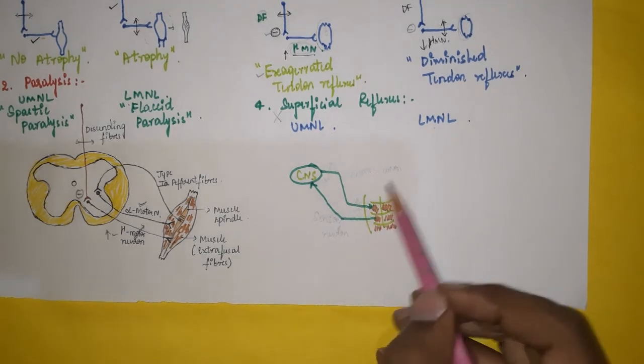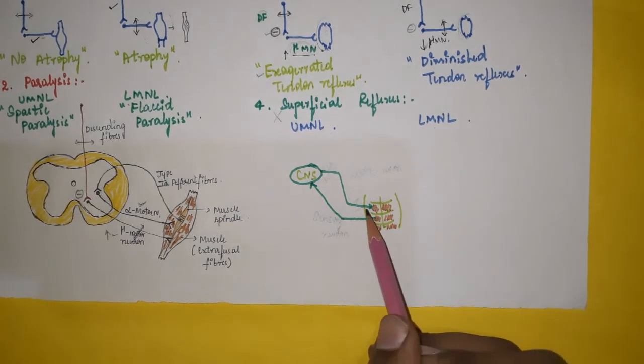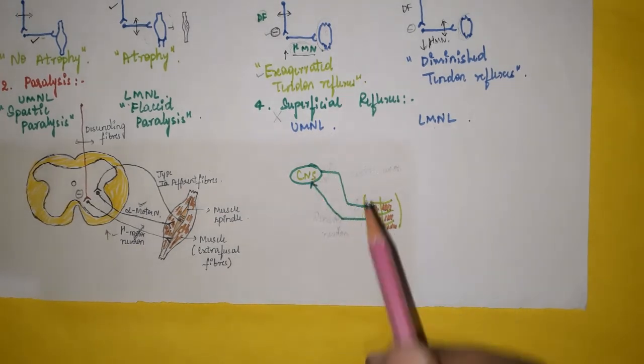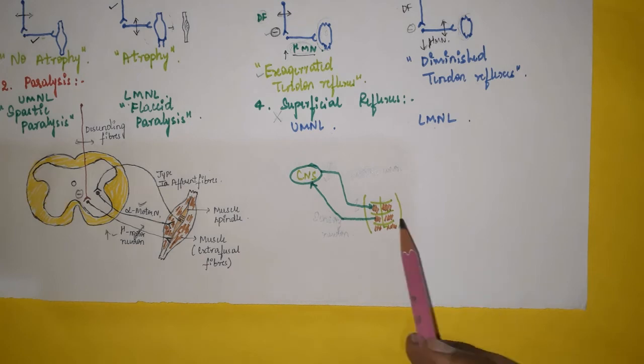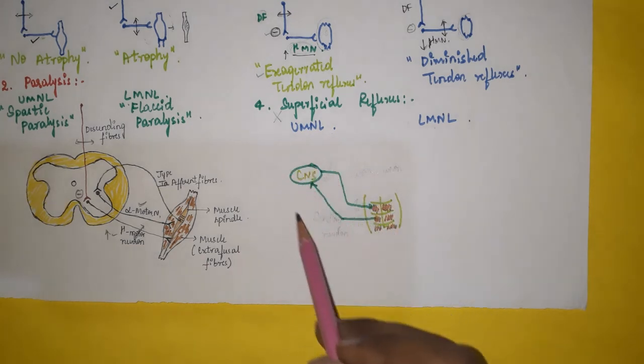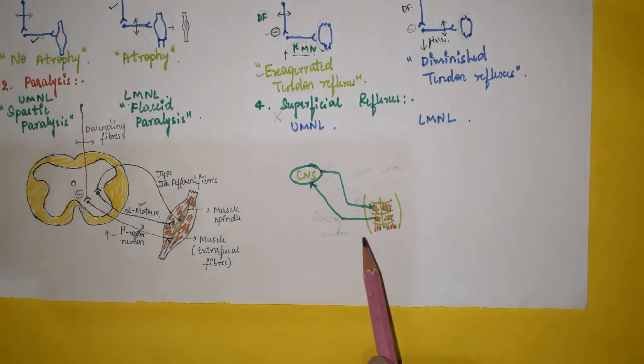If the lesion is here, that is a lower motor neuron lesion, then also this pathway is disturbed. Then also there is no abdominal reflex. Usually the pathway is not as simple as this one. I have drawn this for simplicity's sake. Usually the pathway involves a polysynaptic pathway.